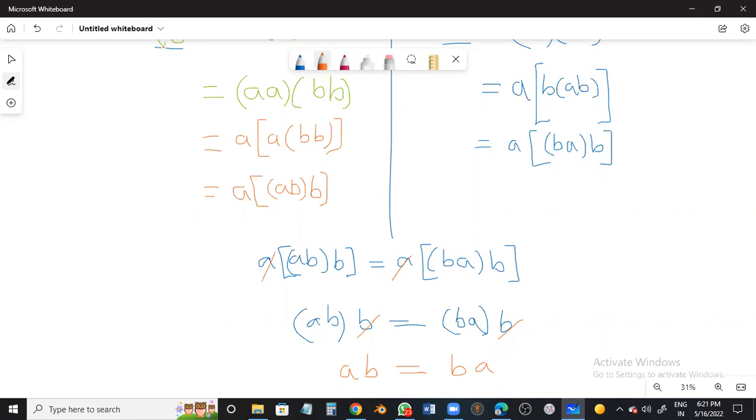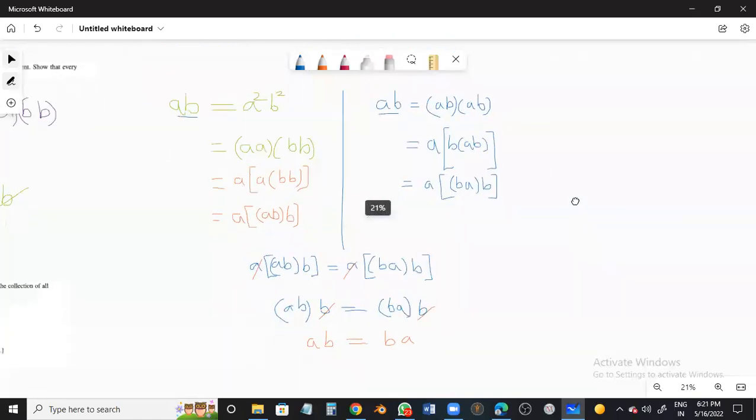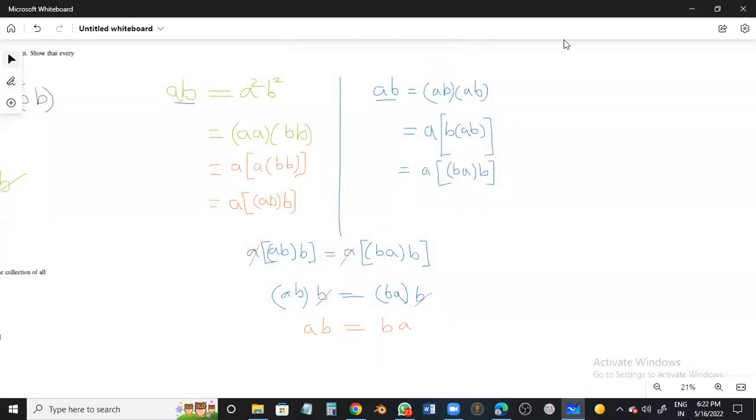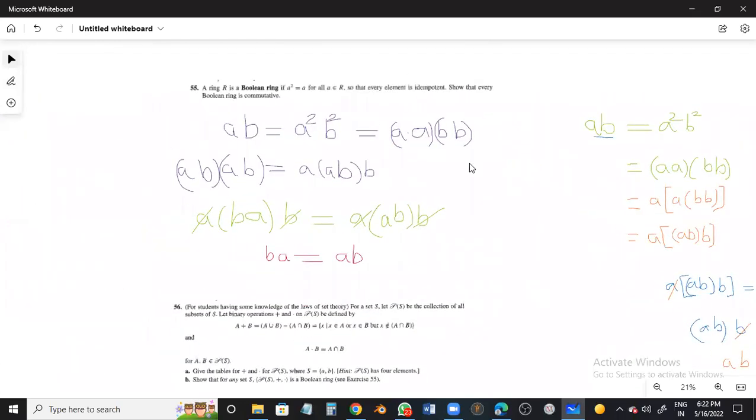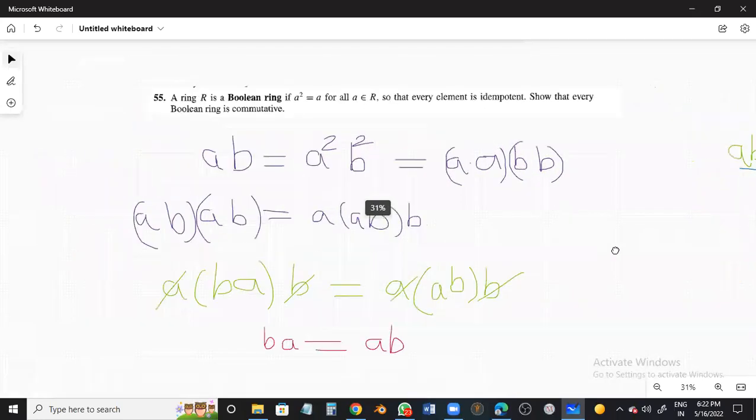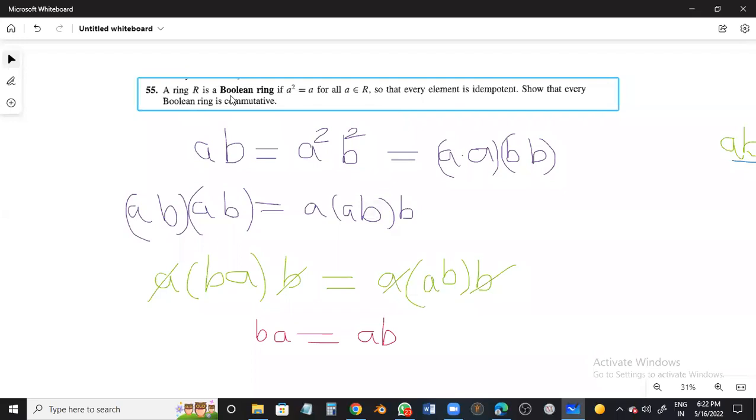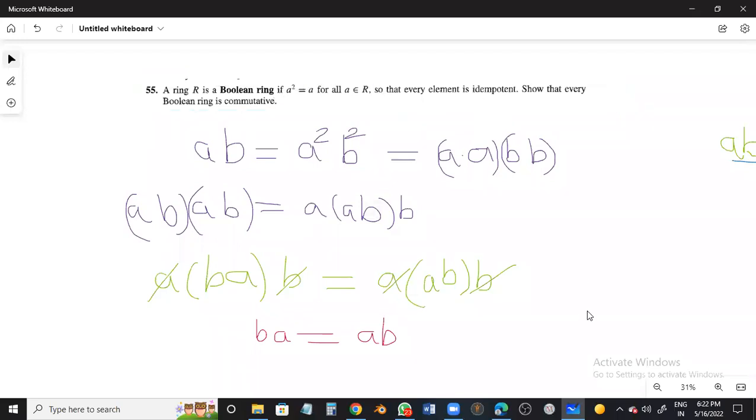So I think you have only used the idempotent property. So I'll say idempotency, and from that you could show that multiplication is commutative. So the ring becomes a commutative ring. Okay, hope it was simple. So follow the thing. All right, so what we have shown over here is that a Boolean ring is always commutative.